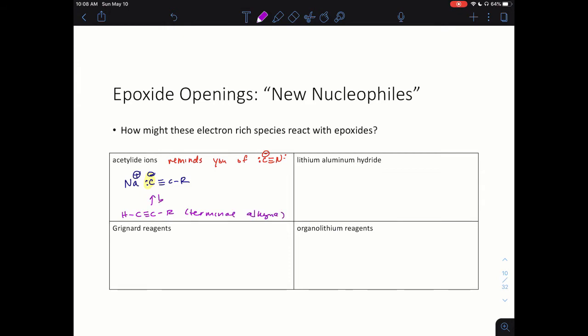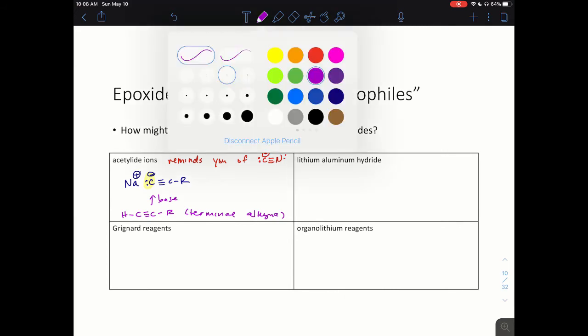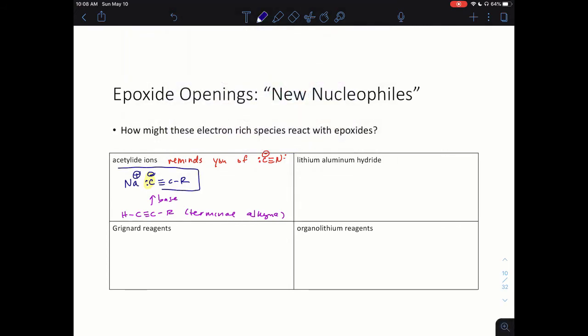And you're going to treat it with some base. Okay, so acetylide ions could be nucleophiles to open up epoxides. Now let's move to some unfamiliar looking reagents. So lithium aluminum hydride, which we'll call LAH, lithium aluminum hydride. It can also act as a nucleophile in these epoxide opening reactions.